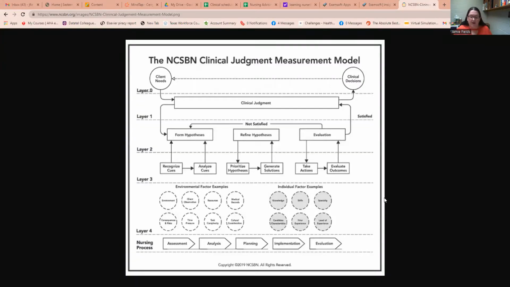So I'm going to look at a couple of models and talk about that process. So the NCSBN is working on an updated NCLEX, and the goal is, they're calling it Next Gen, and the goal is to measure clinical judgment.